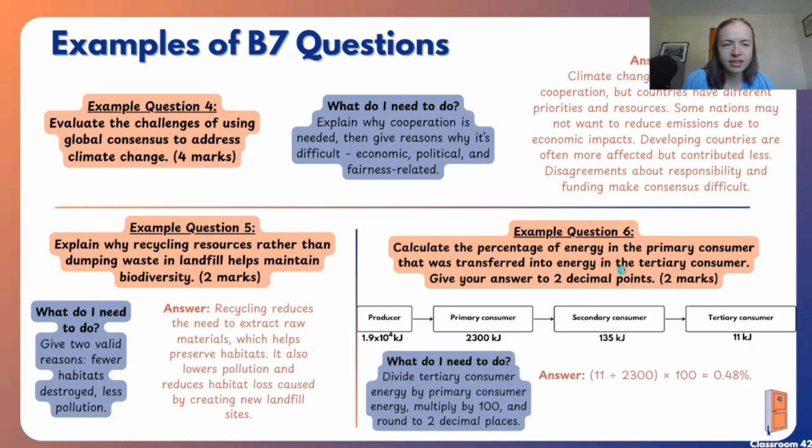So the question is asking us to relate the primary consumer, there's the primary consumer in our figure, to the tertiary consumer here. So we're looking for the percentage difference between the two. Therefore, it's a case of inputting the percentage calculation, which we've done not just in biology, but in lots of different other subjects as well. And that gives us a percentage of 0.48%.